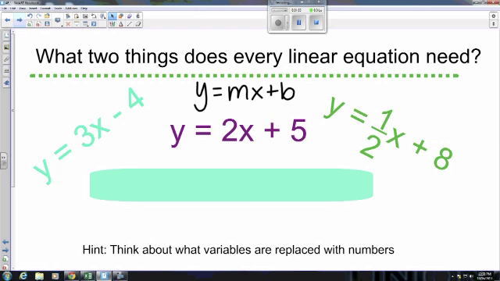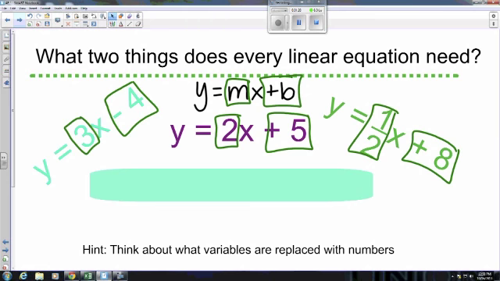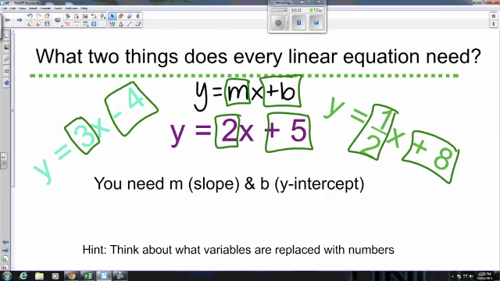They need to notice that there's two numbers in every single equation, and they need to notice where those numbers are plugged in. So here, everyone has two numbers. They can start seeing that they're always plugged in for the m and the b. So on every single equation that we do, we need to find the slope and the y-intercept, the m and the b. I just say think about what variables are replaced with numbers. Anytime they want an equation, we always circle the keyword equation, and we're going to look for m and b.